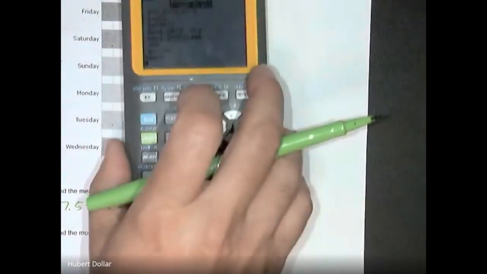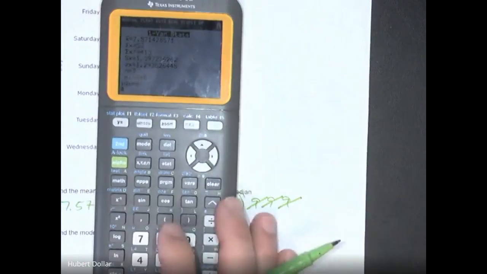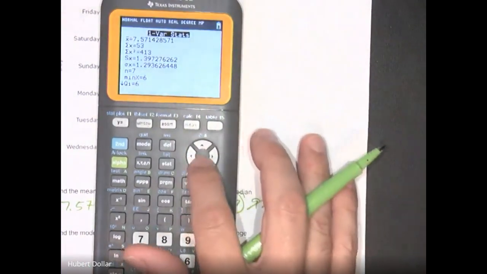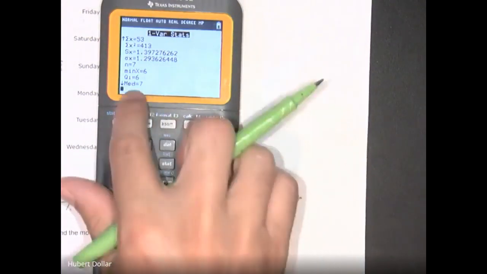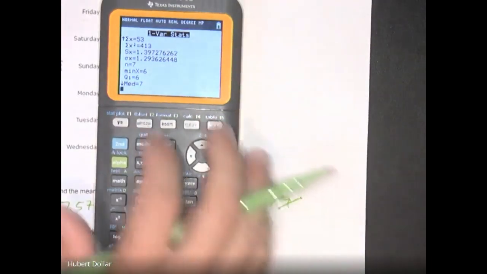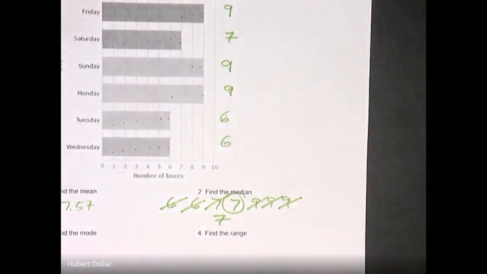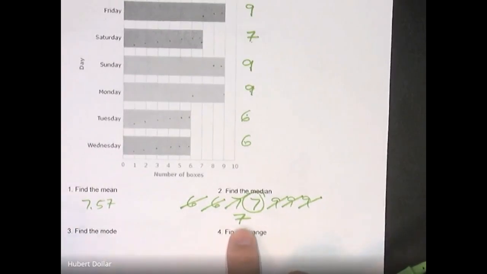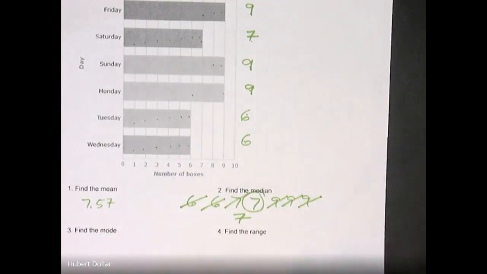If you're using the bigger calculator, the 84, then you'll see that the median is also down there: the median is 7. If you're just finding one, you probably just want to do it in your head, or use a calculator just for a number calculation. If you had to find all of them, it's probably quicker to use the calculator because it gives you all of them after you put the data in, so it's up to you.